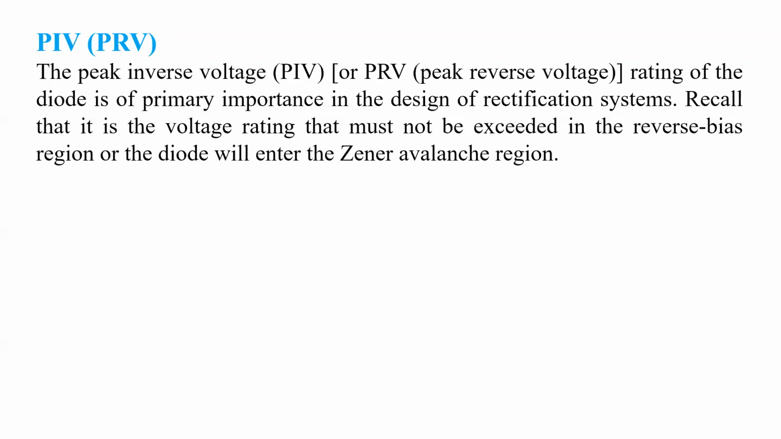So that 50 volt is your PIV or PRV. That means peak inverse voltage or peak reverse voltage. So whenever you are making some design, you cannot apply 50 volt or more than 50 volt. Okay, what do I mean by that? Let's go back to the example.